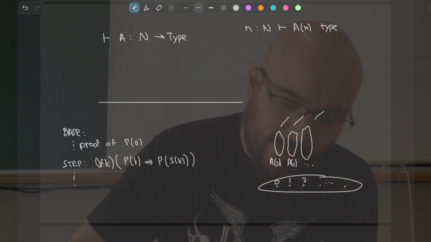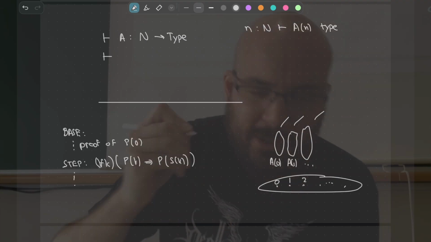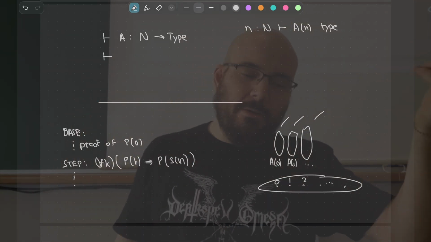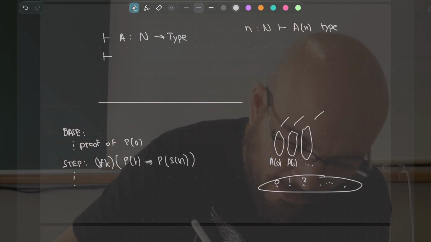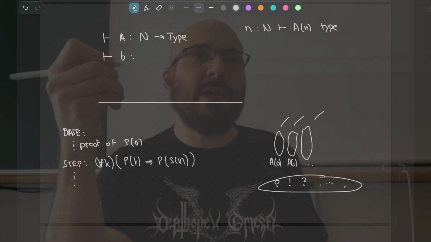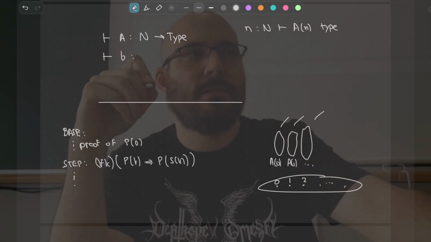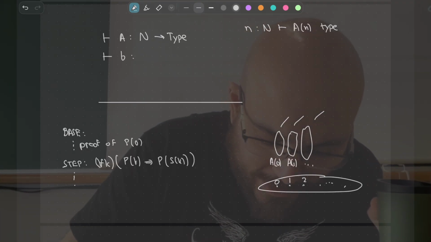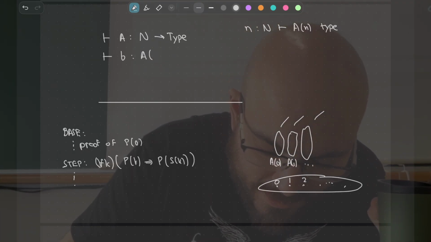Okay, what else do I need? I need to pick a specific element for A, which will be my basis, or the 0 step, or whatever you want to call it. And I will call it B. Where does this belong? This is the easy point, yes? A of 0, exactly. I cannot say A, it would be a type error. It's something of A of 0.